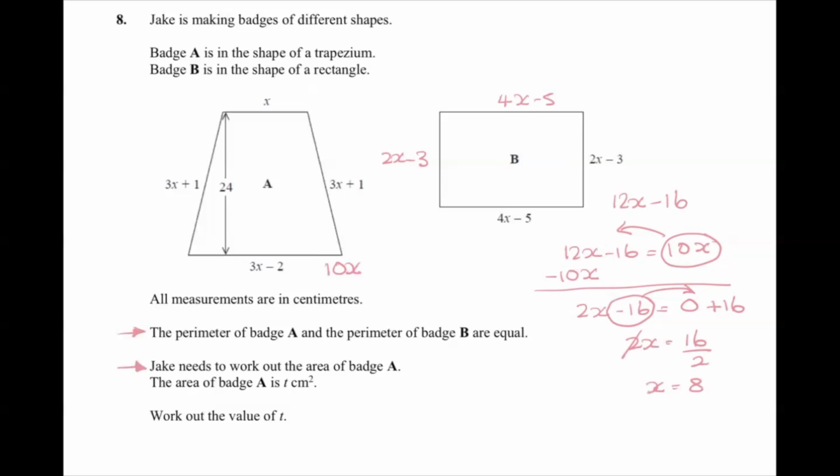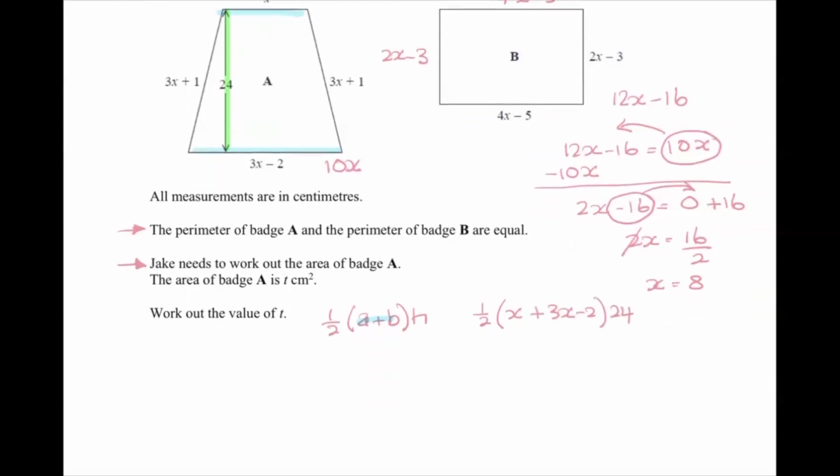Now, the area of a trapezium is on the formula sheet. Half A plus B times height. So that's what it will look like. A and B are your parallel sides. The height is the distance between them. So we've got a half times x plus 3x minus 2 times 24.